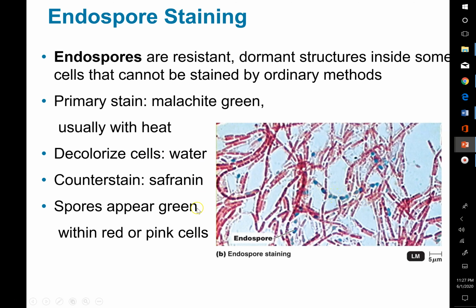And then you counterstain with safranin, because the regular bacterial cells, which we call vegetative bacterial cells, all those pink rods here, they would be colorless. And again, we don't want things to be colorless under the microscope, so we counterstain with safranin to put color on the regular bacterial cells. And so what you end up with is the regular or vegetative bacterial cells are the pink-red color, and the spores are the green color.